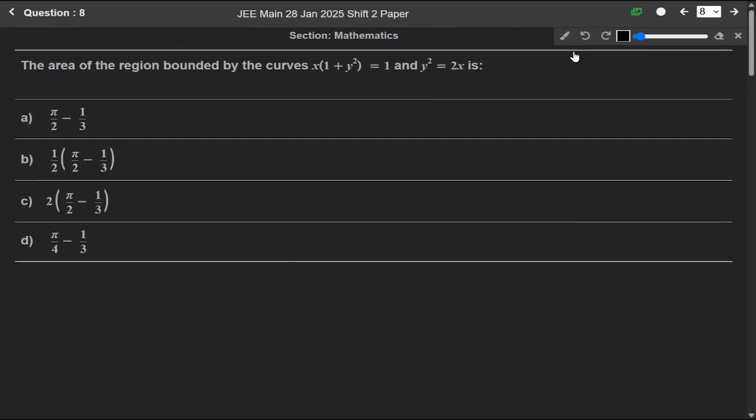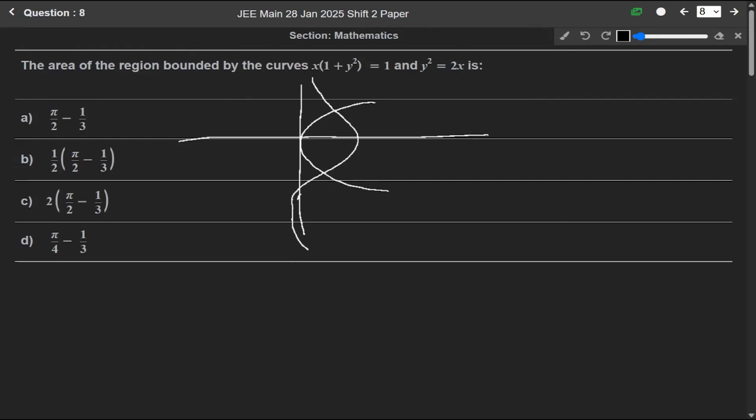Now question number 8. The area of the region bounded by the curves x(1 plus y square) equals 1 and y square equals 2x. So we have to find the area. For the area, first we'll draw it. y square equals 2x and x(1 plus y square) equals 1. It will look like this. So we have to find the area of this portion.